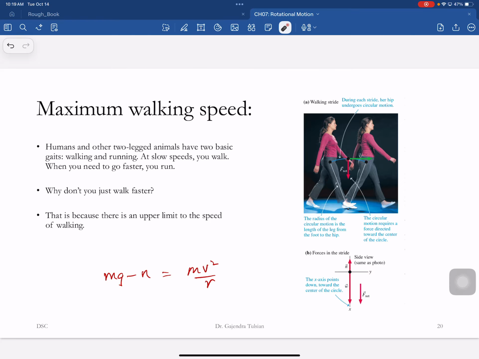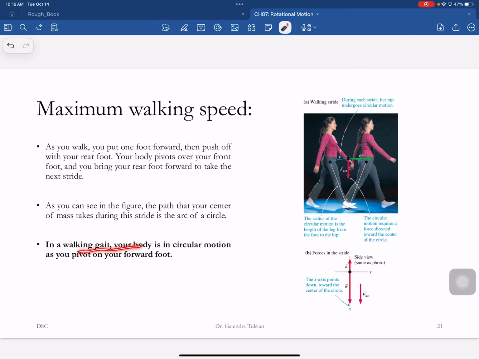Okay, and so the faster you're walking, everything else being constant, the normal force is becoming smaller. That's how you walk faster. And the smallest this can be is 0. So the fastest walking speed is when this is 0.